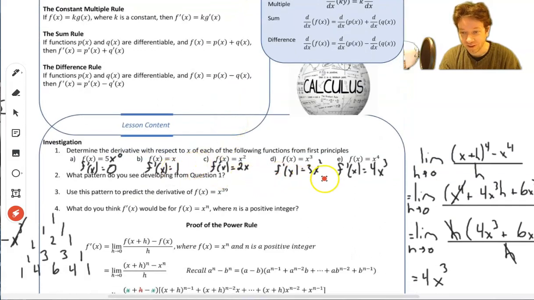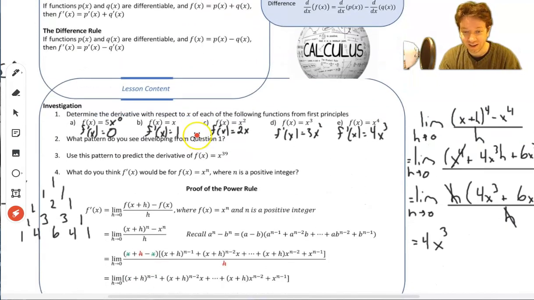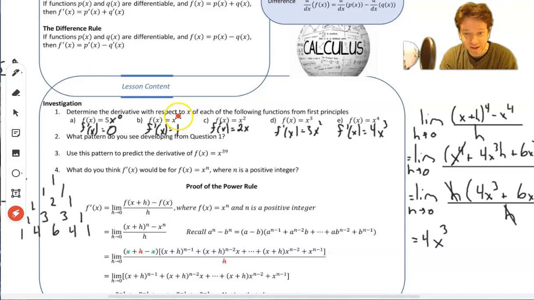Now the next four sort of show what we call the power rule. So think of this as x to the power of 1. Well, we got a coefficient of 1 in front. What about this? This is x to the power of 2, and then we had a coefficient of 2 in front. This is interesting. x to the power of 3 with a coefficient of 3. x to the power of 4 with a coefficient of 4. Wow. So that power simply became the coefficient that you put in front.